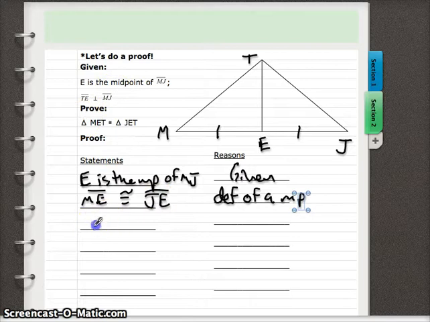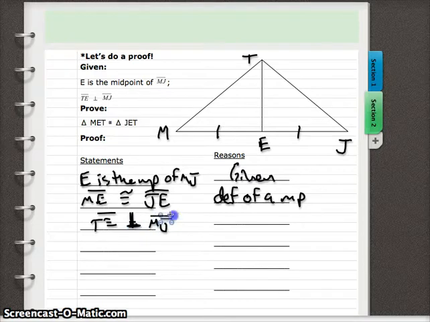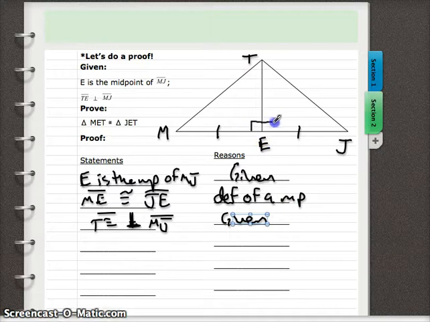Let's use the next given statement, TE is perpendicular with MJ. And that's given. What does that allow us to draw in the picture? If this is perpendicular to this, then we know we got 2 90-degree angles. So what did we just draw? We drew angle MET is congruent with angle JET.